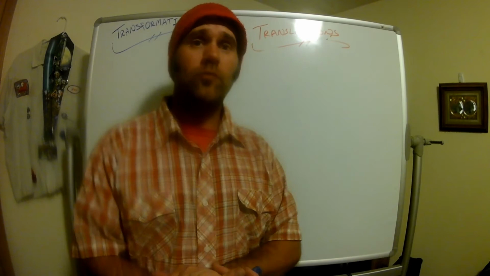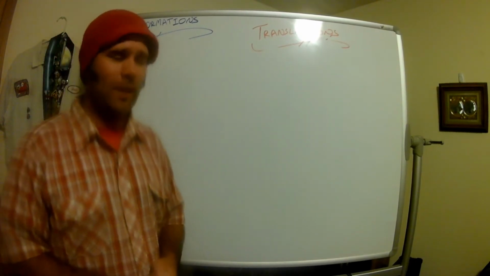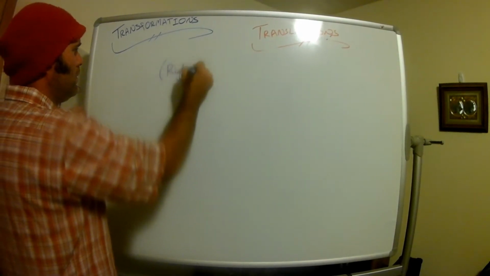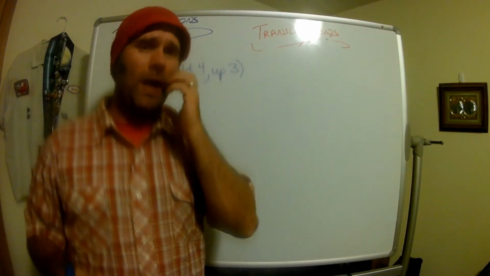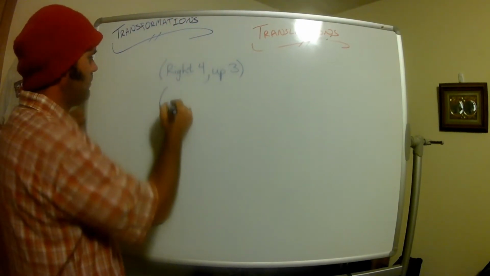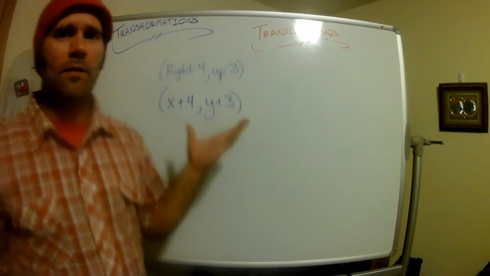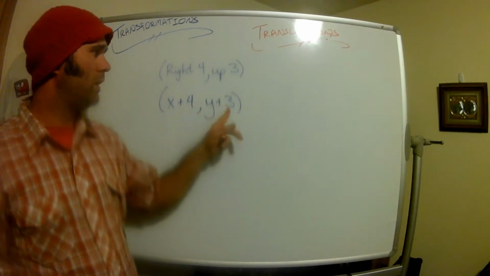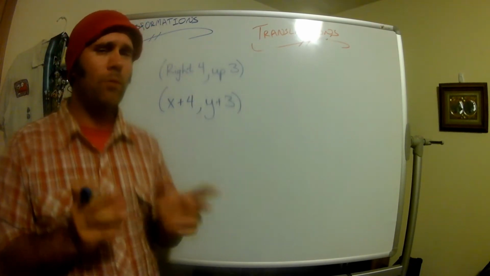Alright, so we're just looking at translations today, and our focus will be on understanding everything there is to know about a translation. So translations, we could say right 4 up 3, and that would be a way to identify a translation. Another way would be to write it this way: x plus 4, y plus 3. And this would identify that we're going right 4 and up 3. These are both correct. So there's multiple ways, but they both mean the same thing.